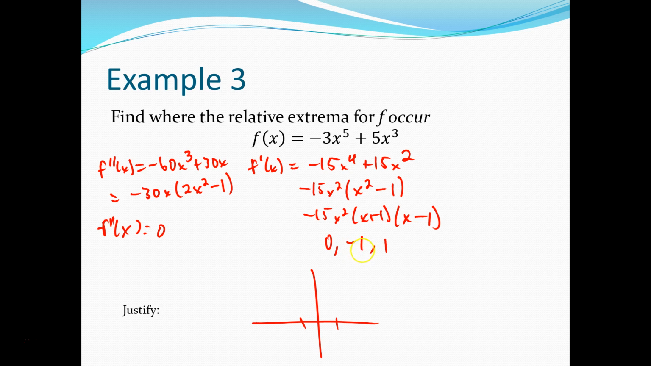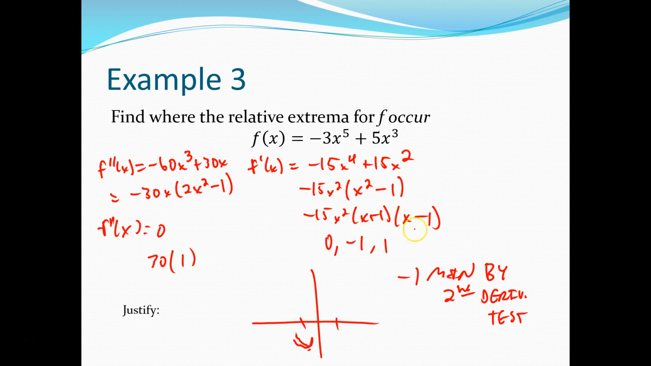Let's plug in -1. If I plug in -1, I get positive 30, multiplied by -1 squared is 1, times 2 is 2, minus 1 is 1. So we are concave up at -1. Well, if we're concave up at -1, up like a cup, we must have a minimum. So -1 is a min by the second derivative test. That is terrible handwriting, I'm sorry. So it's a minimum by the second derivative test.